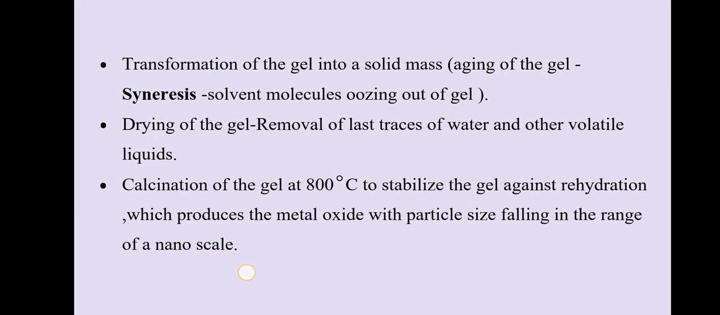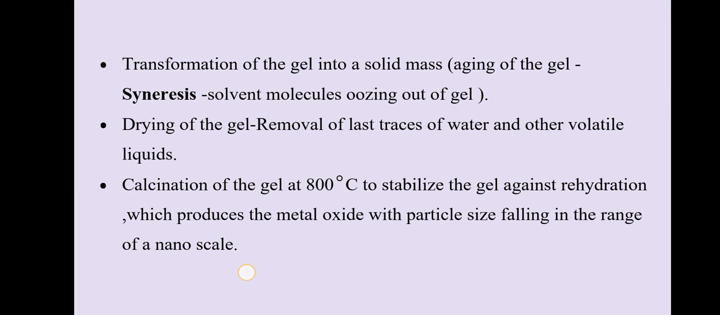When the gel is dried by supercritical drying, we get an aerogel, and by evaporative or thermal drying, we get a xerogel, and we get the final compound. This is a schematic diagram which represents the sol-gel process.